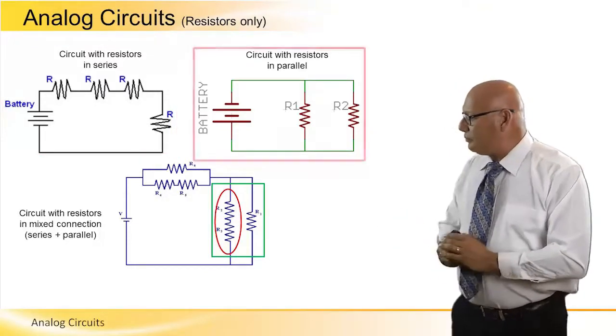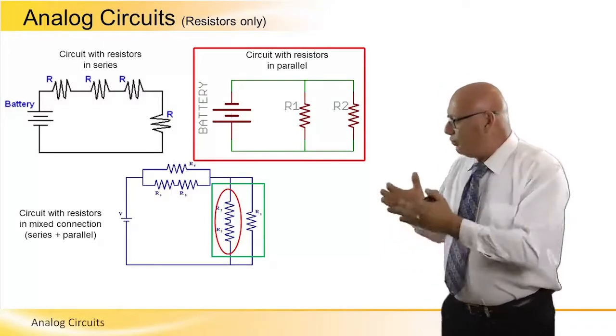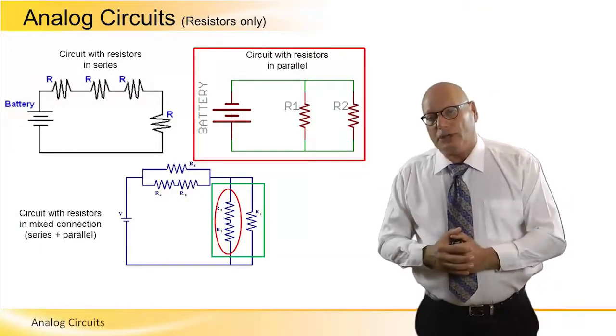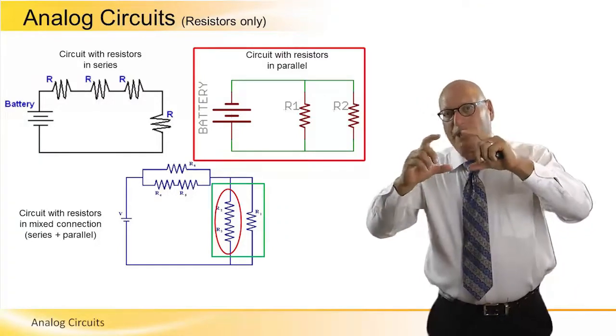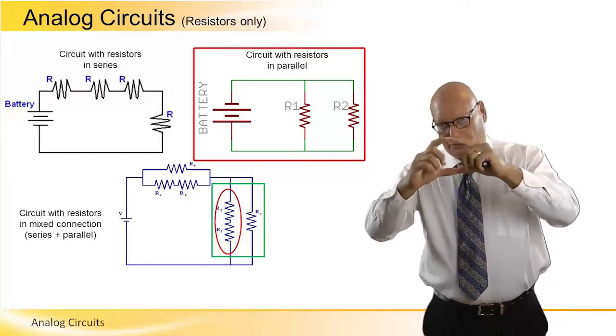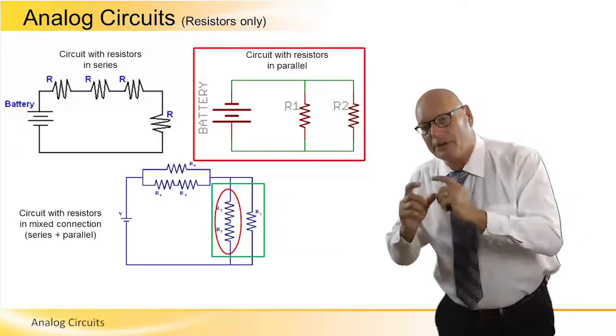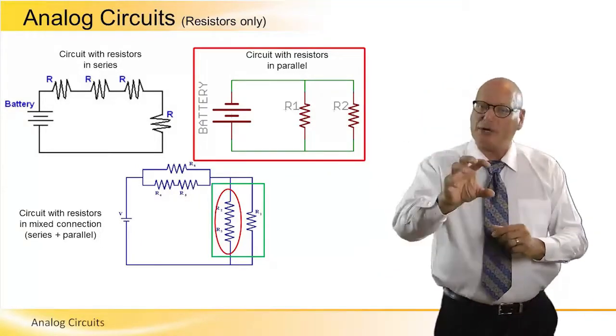On the right-hand side, we see a circuit with resistors in parallel. We see two resistors, R1 and R2. They are connected in parallel, meaning that both ends of both resistors, each pair, are connected together, so they are in parallel. And as a parallel set, they are connected to the battery.